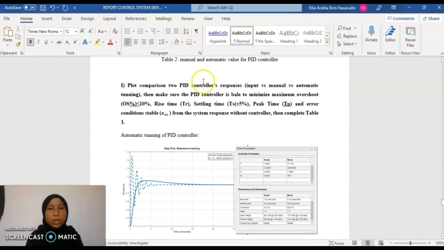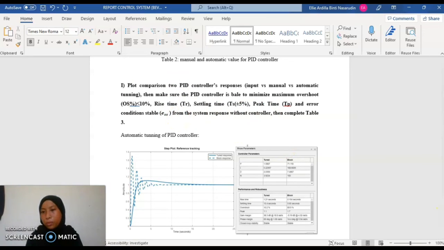Okay, next, for the part I, plot comparison of PID controller responses, input versus manual versus automatic tuning. And we need to make sure the PID controller is built to minimize maximum overshoot. Overshoot percent is less than 10%, and rise time, settling time, peak time, and error condition stable from the system responding without controller, then complete table 3.